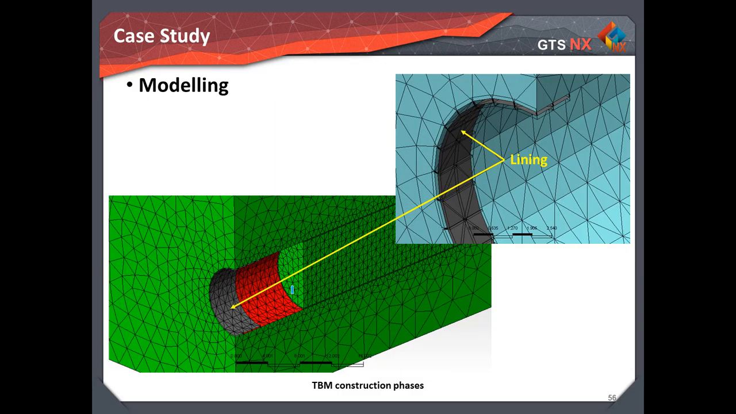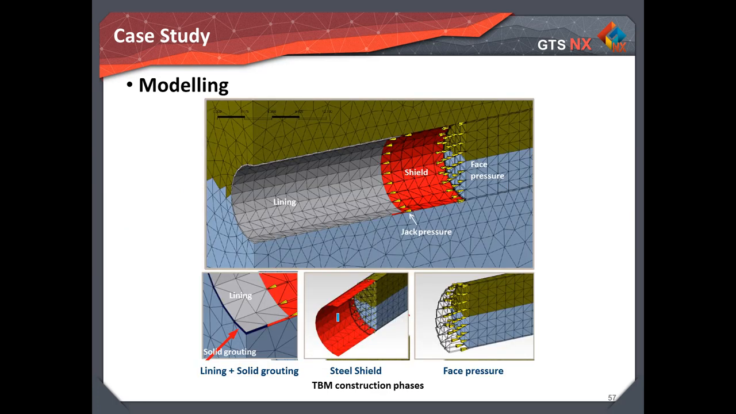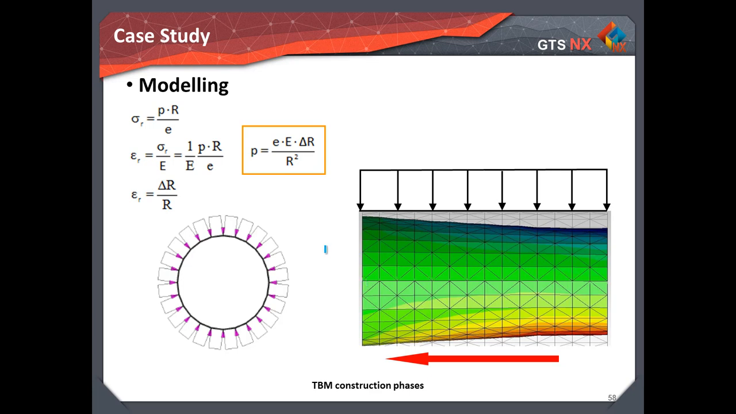The red mesh set represents the shield, and the gray one is for the lining. As I mentioned, there are different pressure and load types. In front of the TBM there is face pressure, between lining and shield there is jack pressure, and the grouting is filled between the lining and the ground mesh. Also, the contraction load has been applied, as I mentioned in the previous part.